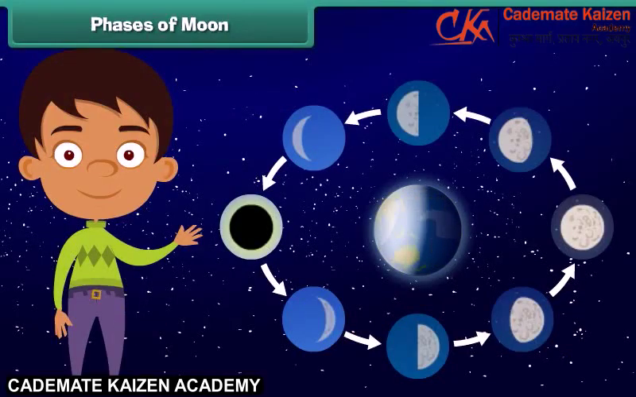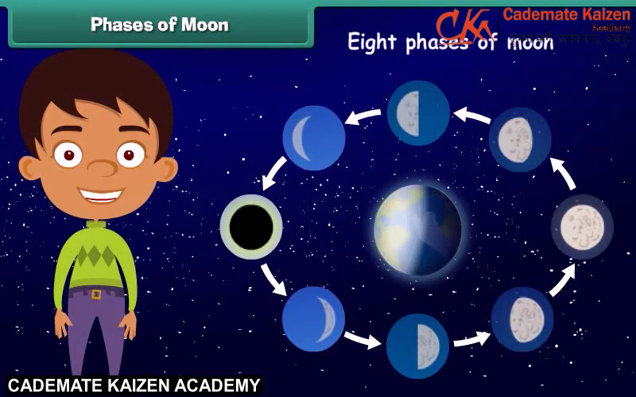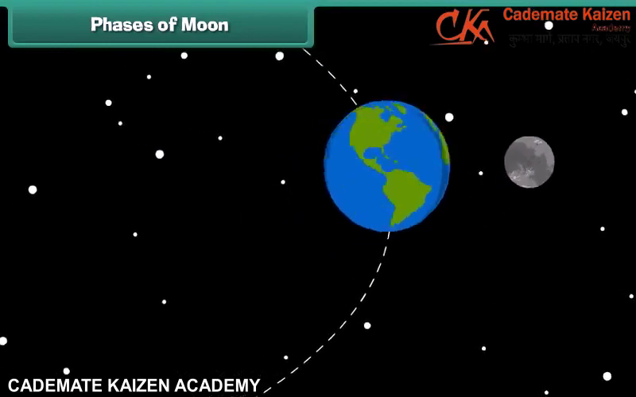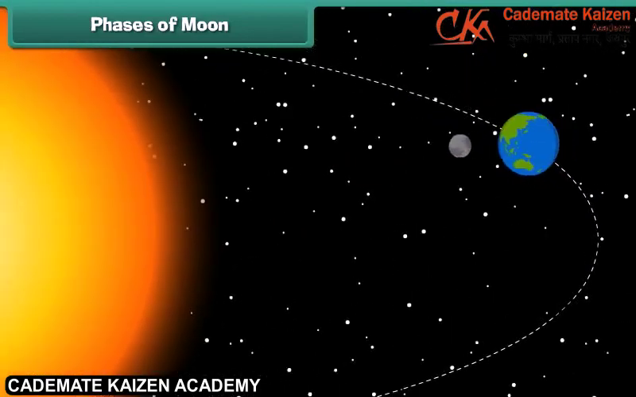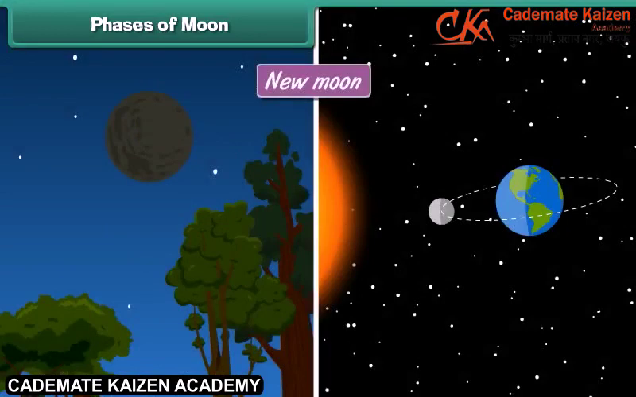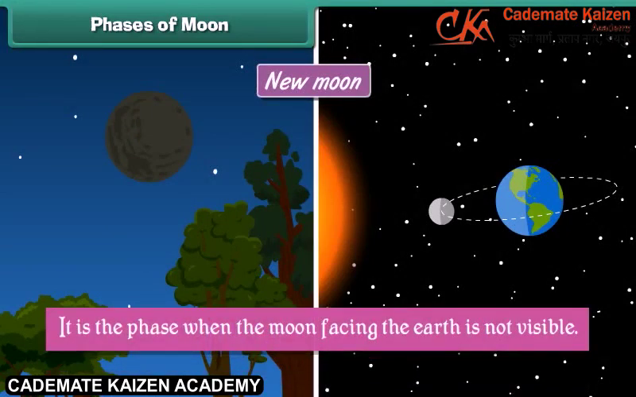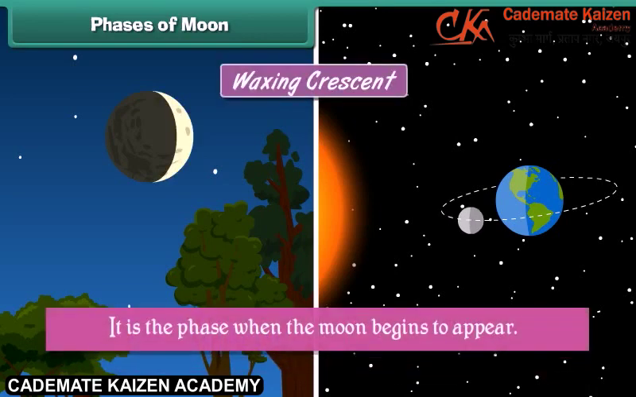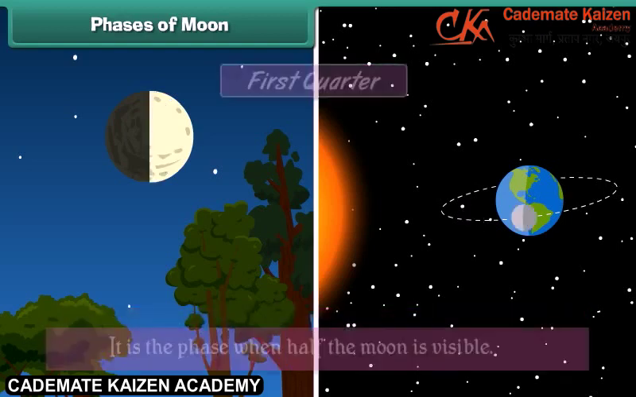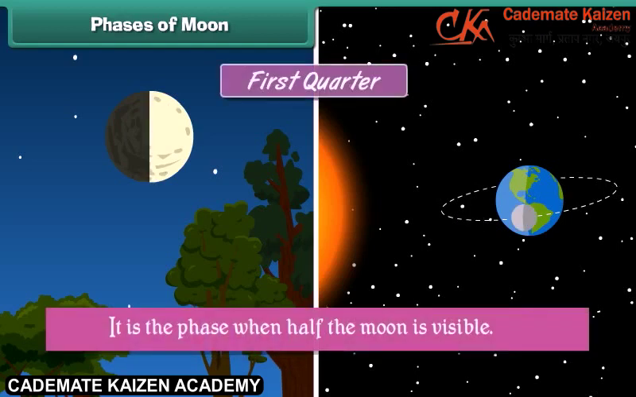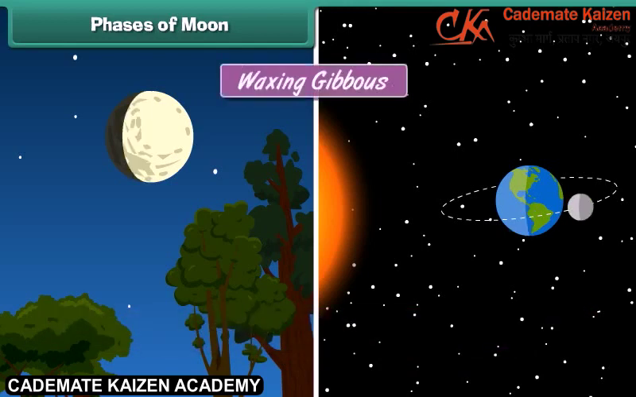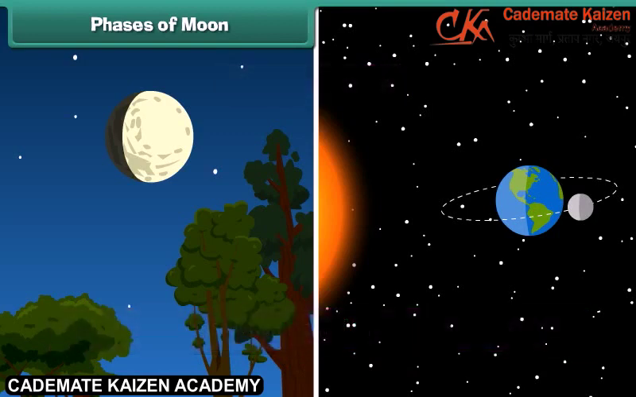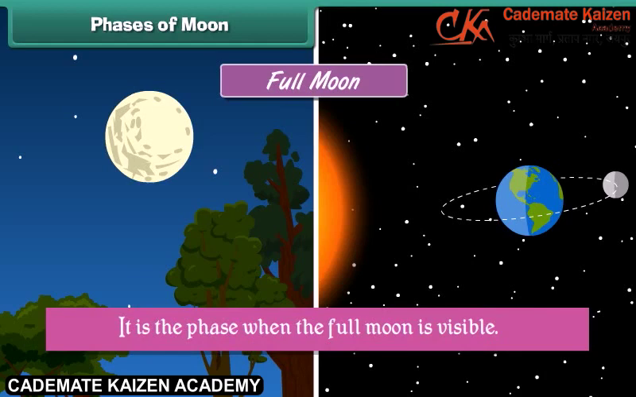Phases of Moon. Moon passes through 8 phases in a month. Moon's revolution around the Earth and Earth's revolution around the Sun cause the following phases of Moon. New Moon. It is the phase when the Moon facing the Earth is not visible. Waxing Crescent. It is the phase when the Moon begins to appear. First Quarter. It is the phase when half the Moon is visible. Waxing Gibbous. It is the phase when most of the Moon is visible. Full Moon. It is the phase when the full Moon is visible.